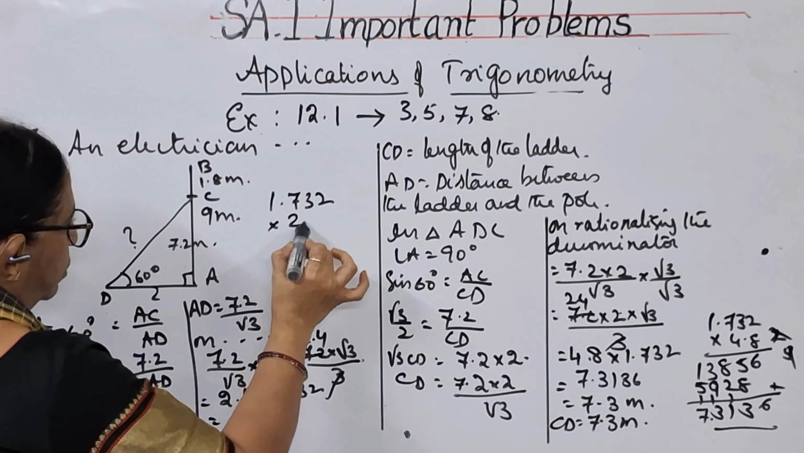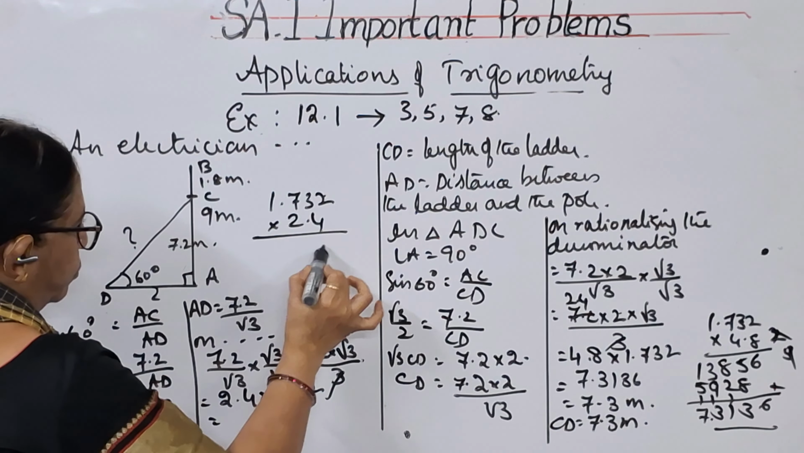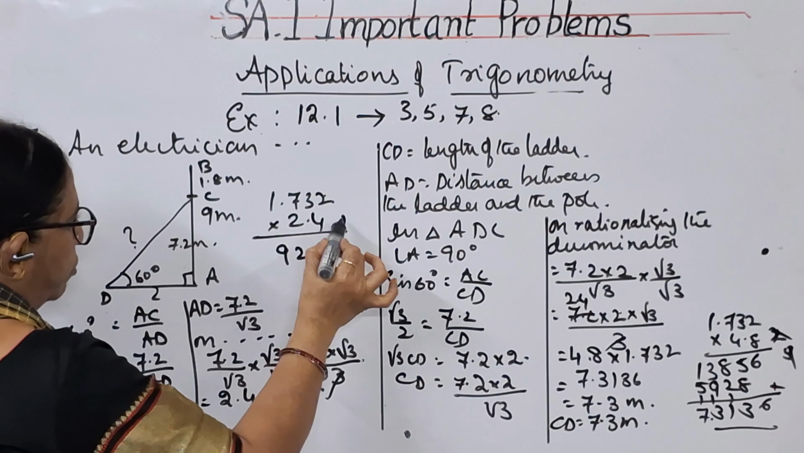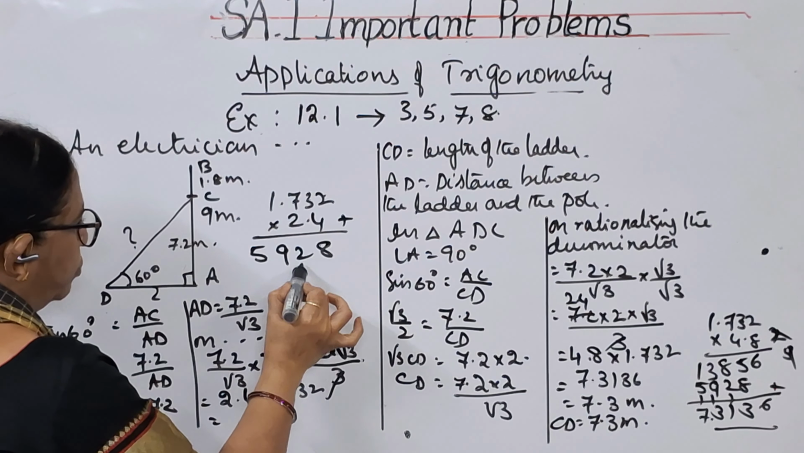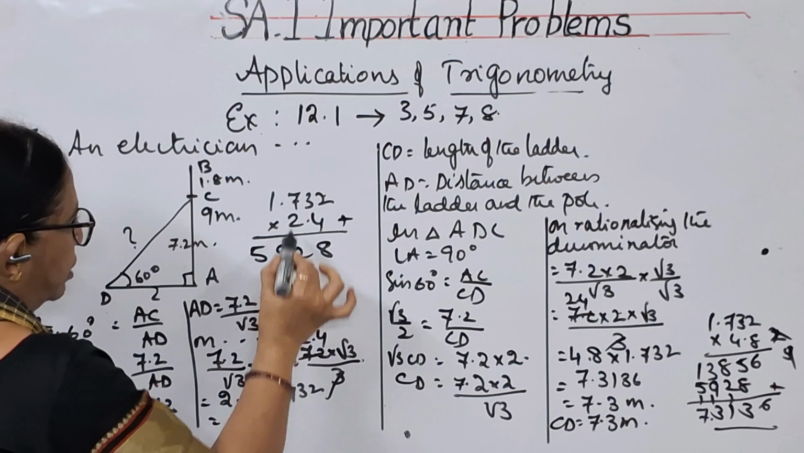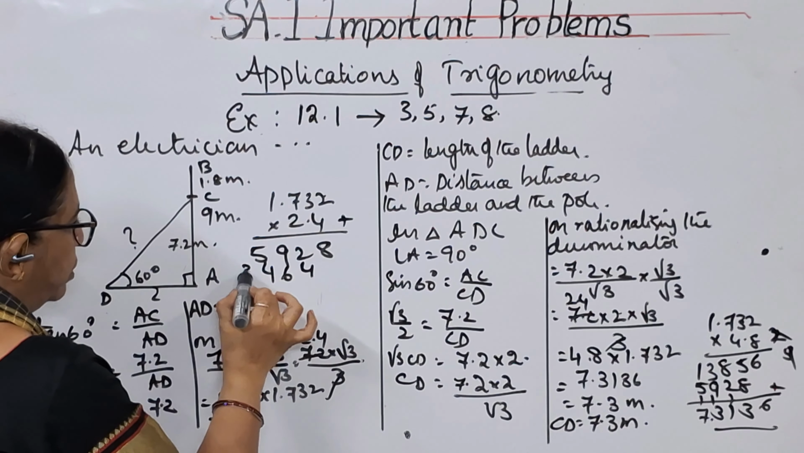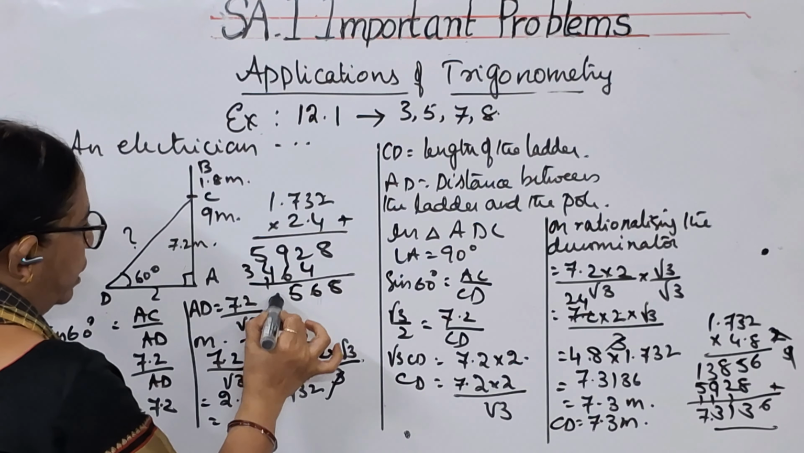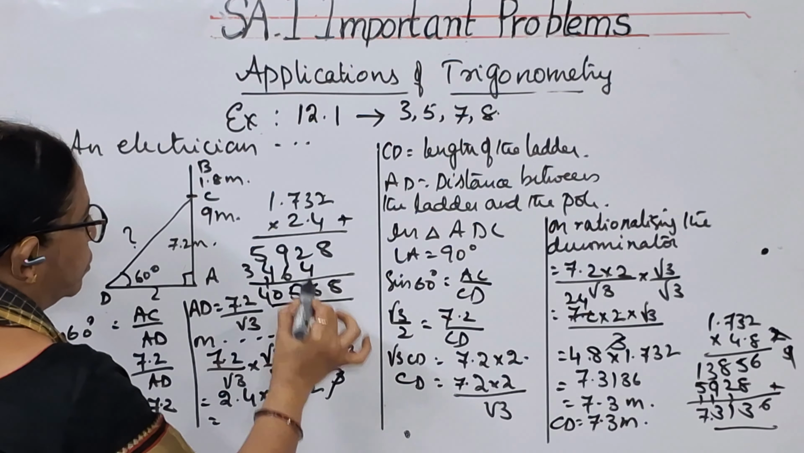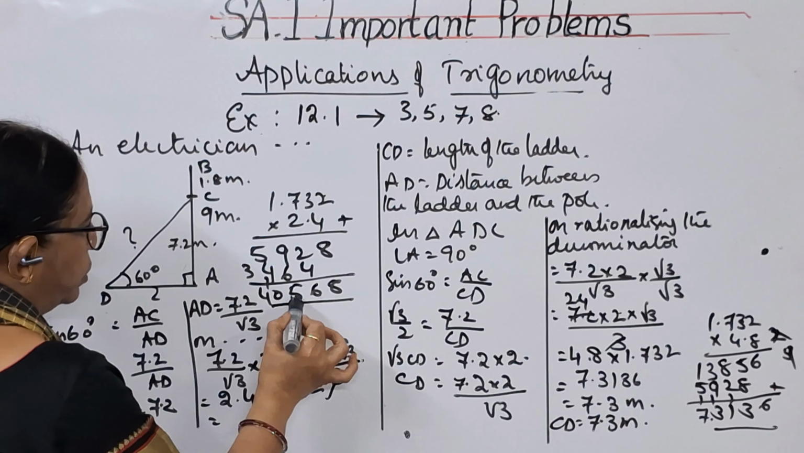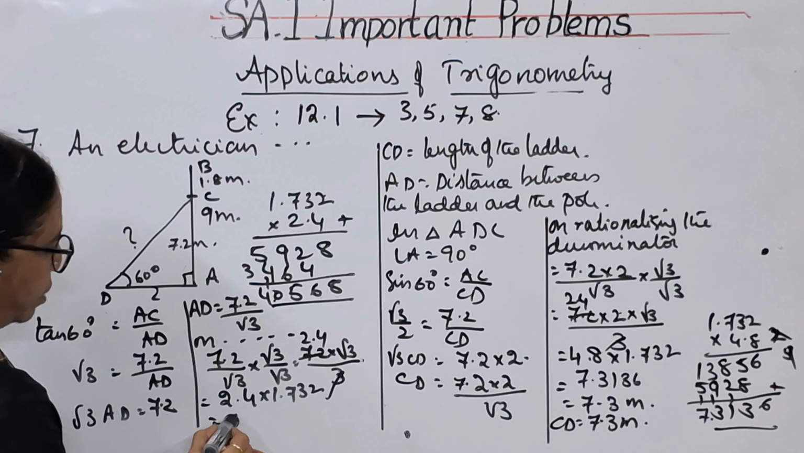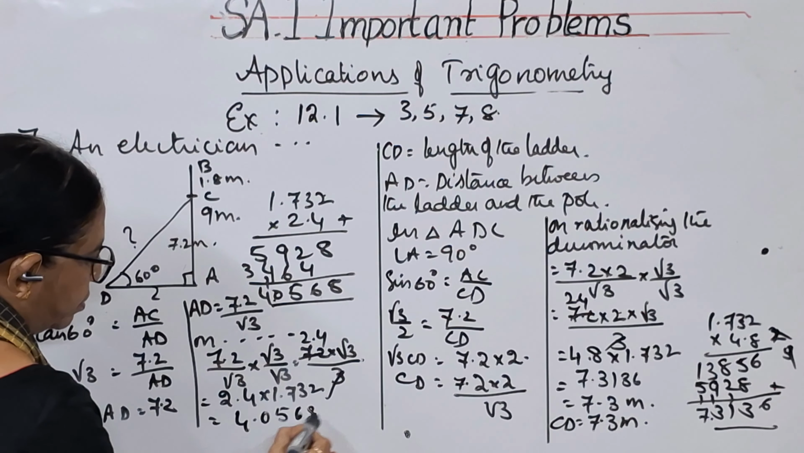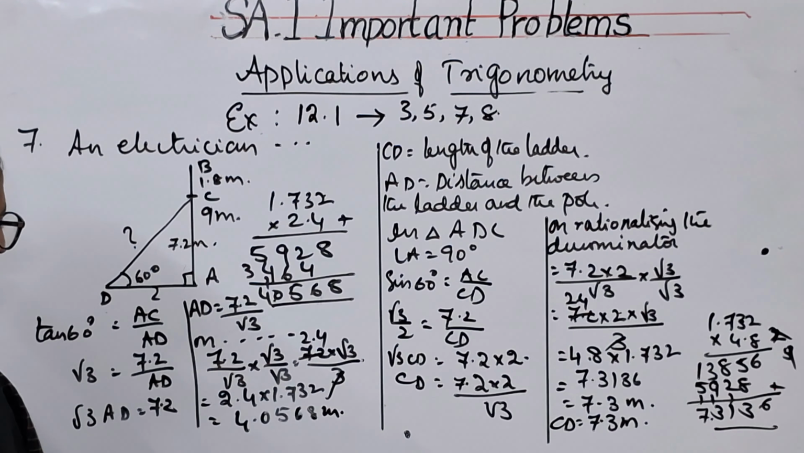1.732 into 2.4. 4 2s are 8, 4 3s are 12, 28 1 29, 4 1s are 4 1 5, 2 2s are 4, 2 3s are 6, 2 7s are 14, 2 1s are 2 1 3. 8, 6, 15, 10, 4. So 1, 2, 3, 4, 4.0568 meters. That means how much are you getting?